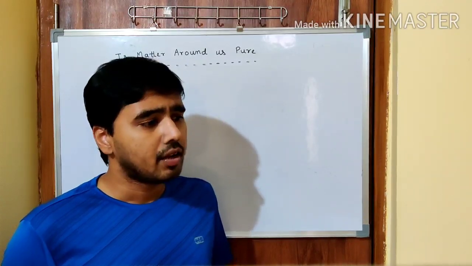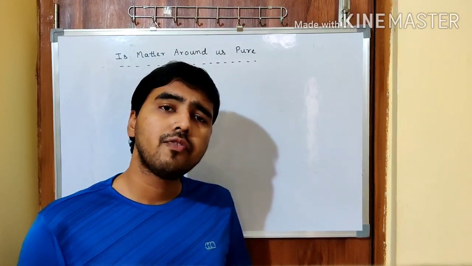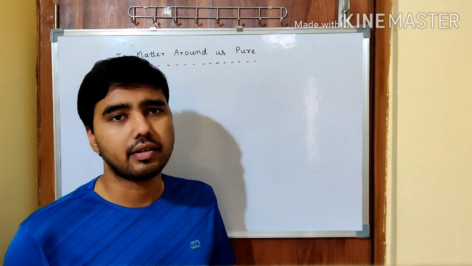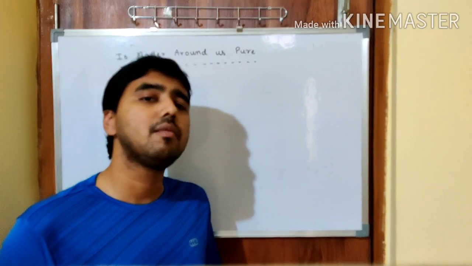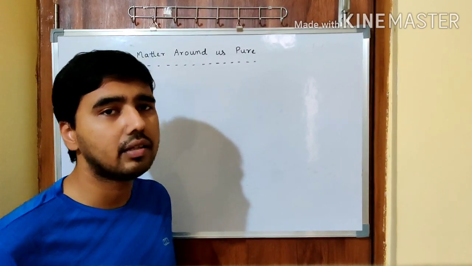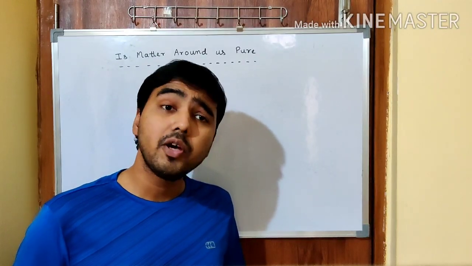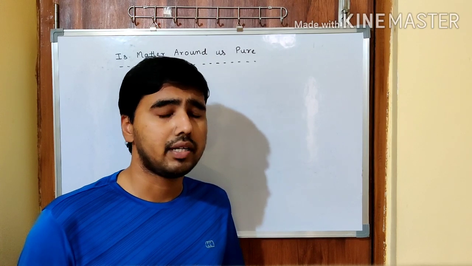In the previous chapter, we had a discussion about the physical nature, or the physical properties, of matter. In this chapter, we are going to discuss the chemical properties of matter. The topic is: Is the matter around us pure? So, the purity of matter is what we are going to discuss in this chapter.